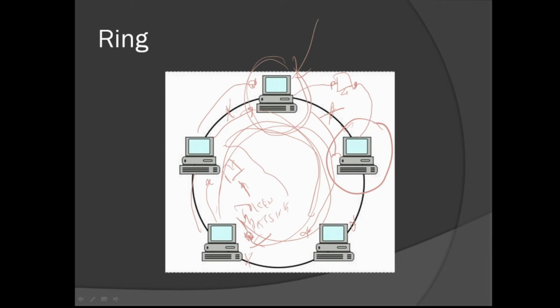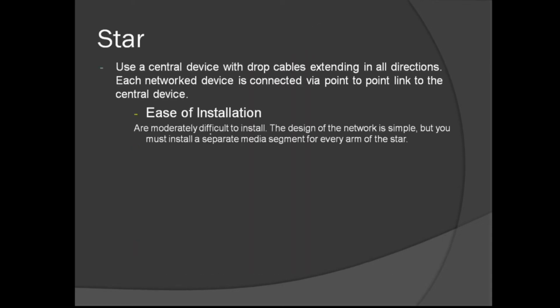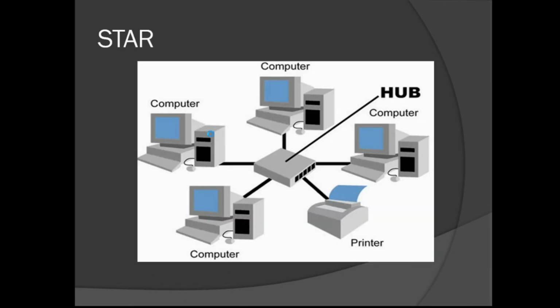Okay, so that is the properties or characteristics of a ring topology. So we have the star topology. This is the most used topology nowadays. You use a central hub or switch on the network and connect computers here.